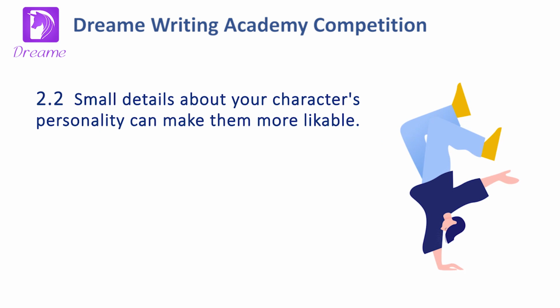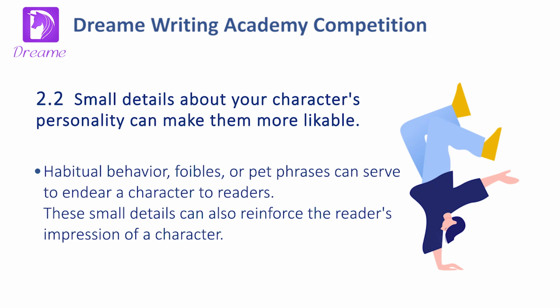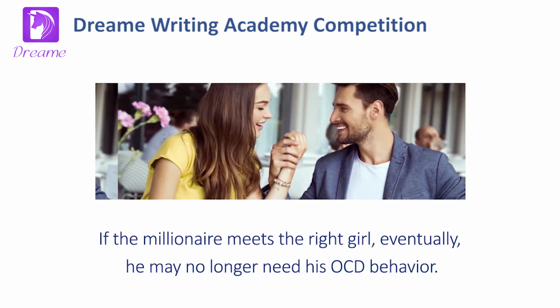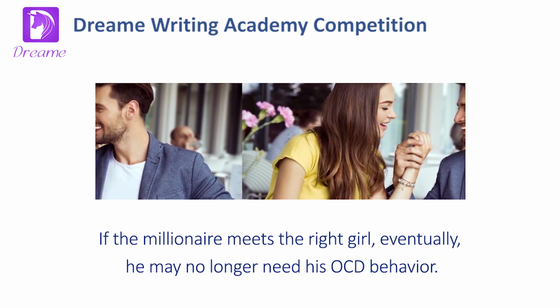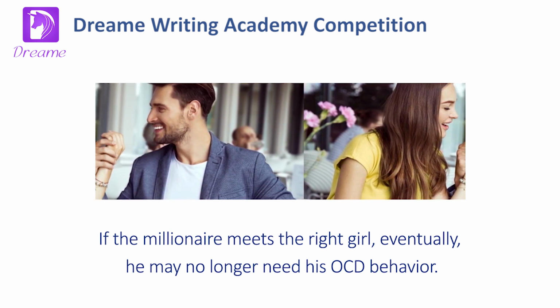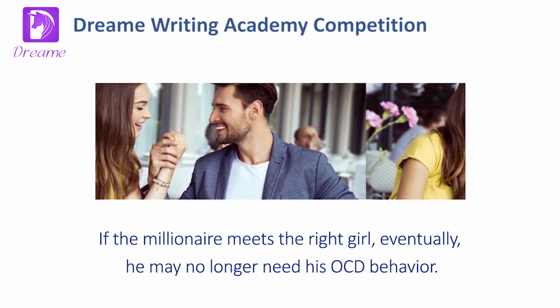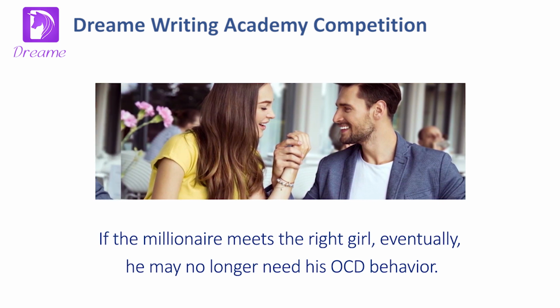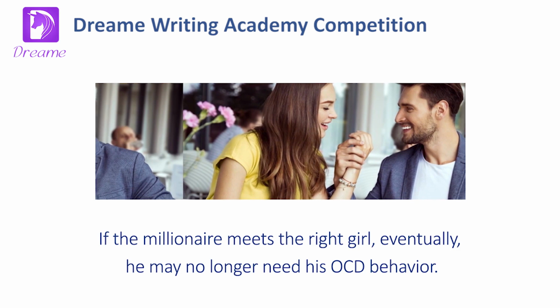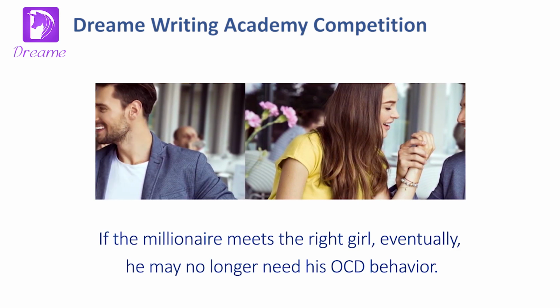2.2. Small details about your character's personality can make them more likable. Habitual behavior, foibles, or pet phrases can serve to endear a character to readers. These small details can also reinforce the reader's impression of a character. For example, again, take that arrogant millionaire with cleanliness issues. He might hate to be touched by women. Every time after shaking hands with a woman or kissing them, he might wipe his hands and lips with a handkerchief. With a character like this, there might be room for growth. If the millionaire meets the right girl, eventually, he may no longer need his OCD behavior.